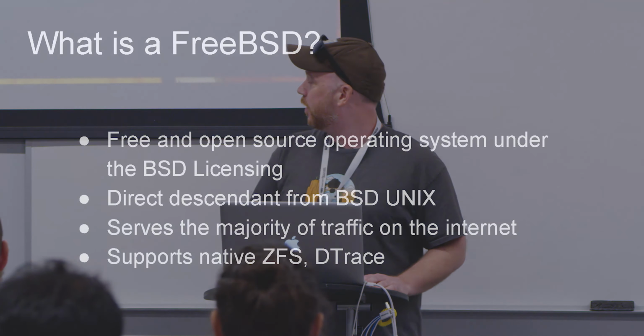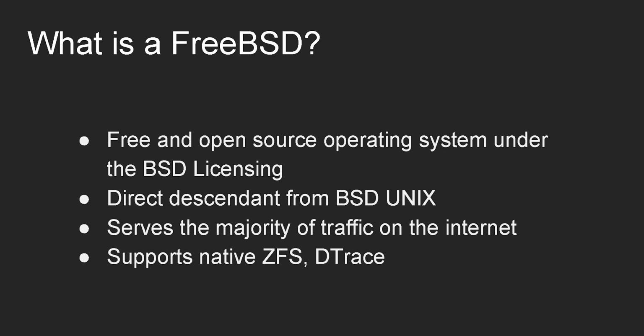Okay, so just quick intro. FreeBSD is an open source operating system under BSD licensing. It's a direct descendant of BSD Unix. If you go through the commit history, you can actually find 40-year-old commits in there. So there's 40 years of understanding mistakes and fixing them. Also serves the majority of the traffic on the internet. Most people think, like I said, Linux is ubiquitous.